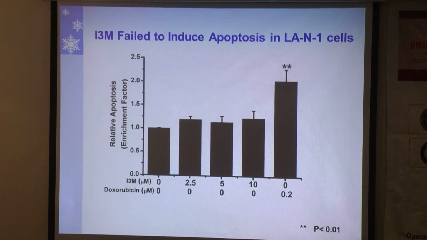One of the possible mechanisms of why I3M has an anti-tumor effect, we tried to look at the ability of I3M to induce apoptosis using an ELISA assay which measures the DNA fragmentation. However, we failed to detect any induction of apoptosis. As a positive control, the chemotherapeutic drug doxorubicin has a high activity for the induction of apoptosis in cancer cells. So induction of apoptosis is not one of the mechanisms.